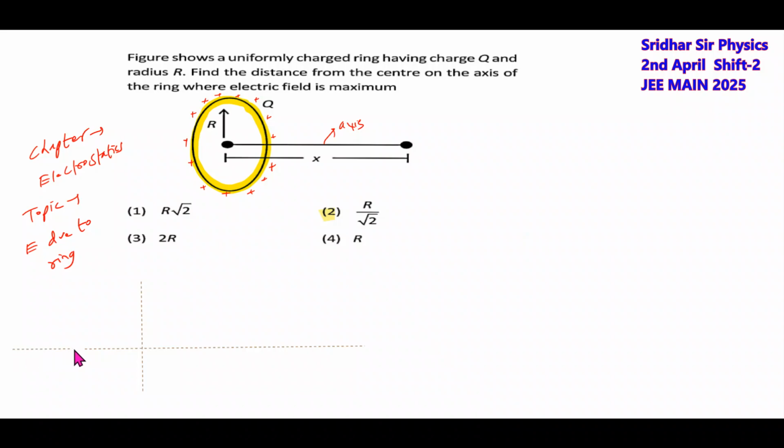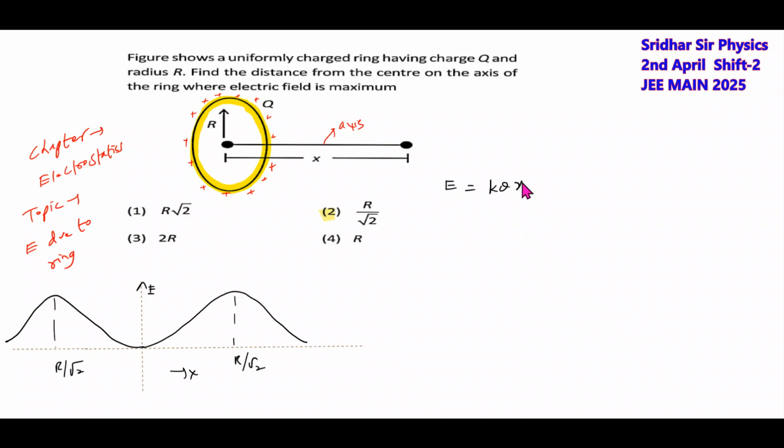There's a graph, a variation of E as a function of x. Exactly at R by root 2 on either side, it will be maximum. Then what is the expression for the electric field strength? In general the formula is KQ x by R square plus x square to the power of 3 by 2. This is the expression for the electric field produced by the charged ring.